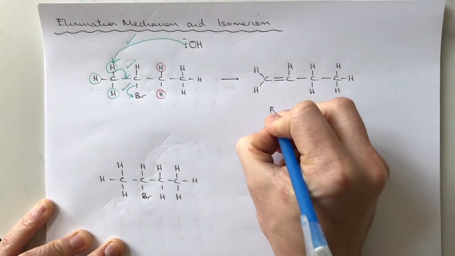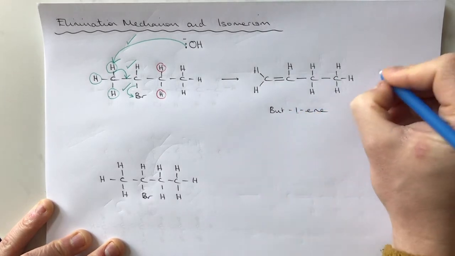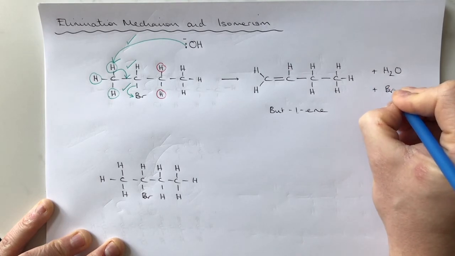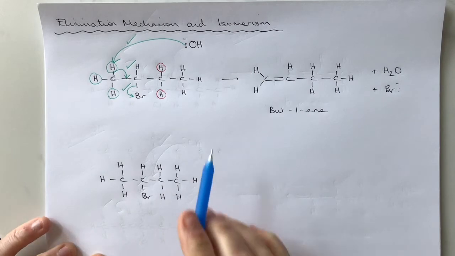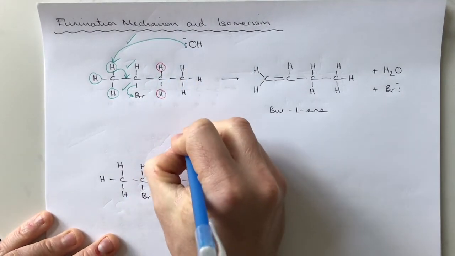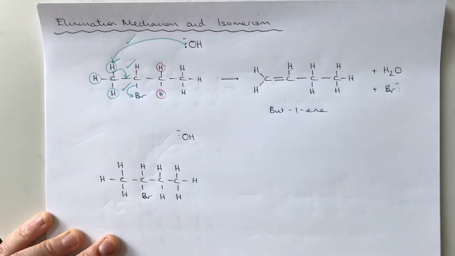So that is but-1-ene, and as with last time, water is formed and a bromide ion is released. But it's just as feasible that a hydroxide ion could have attacked one of the hydrogens on carbon number 3 of our chain, okay?